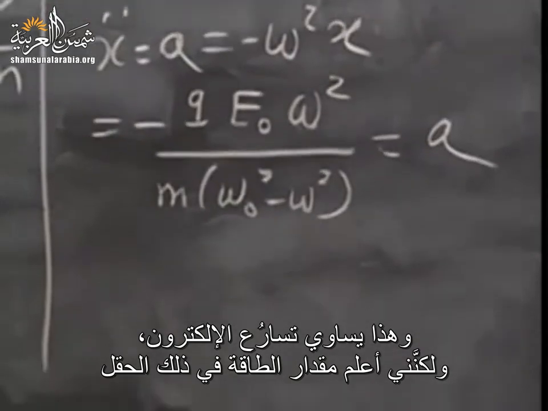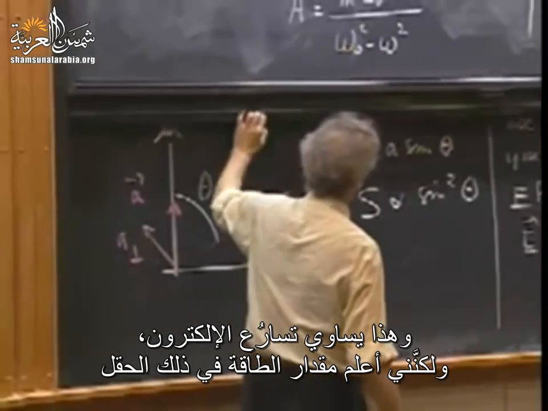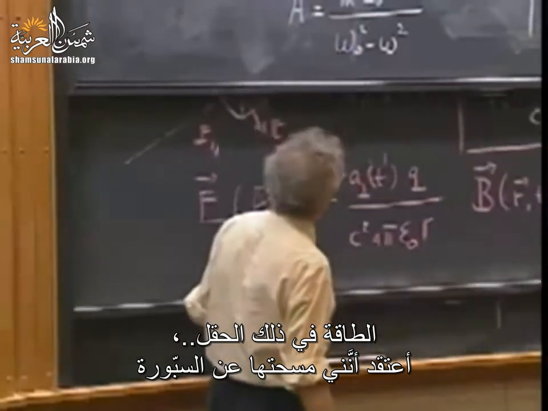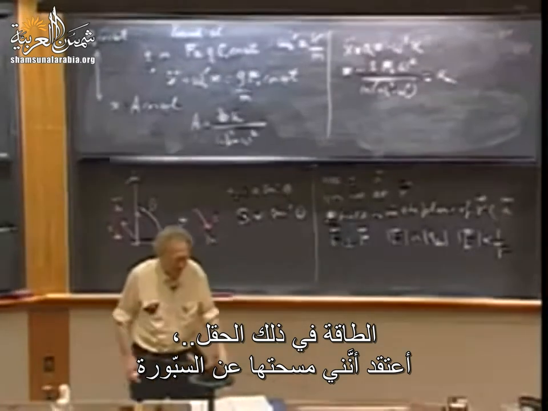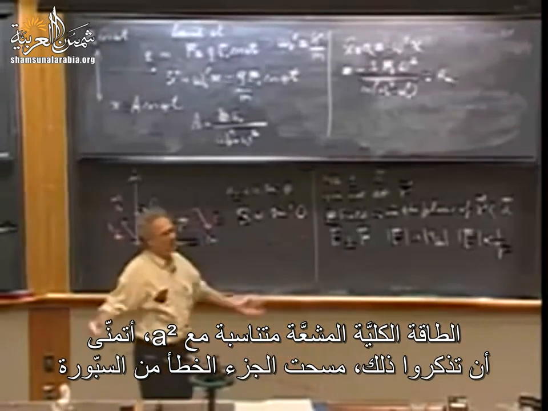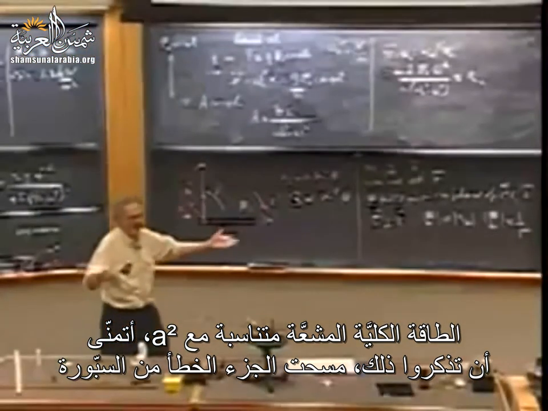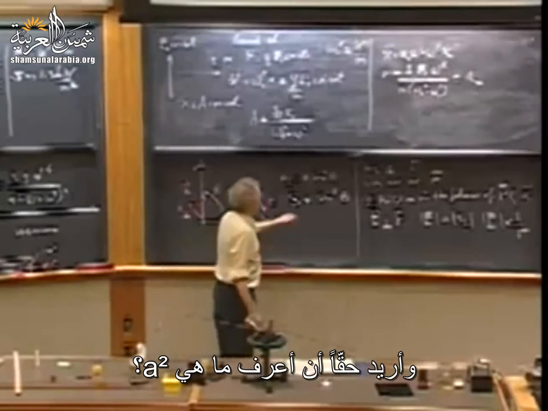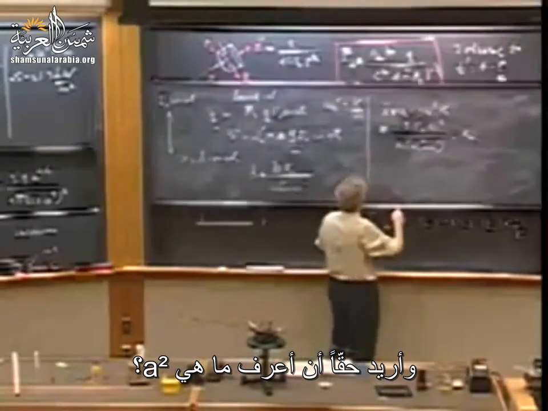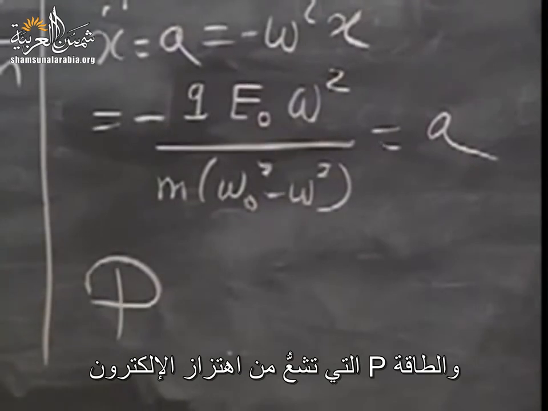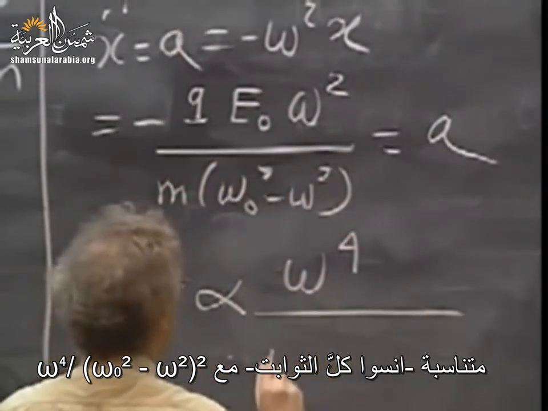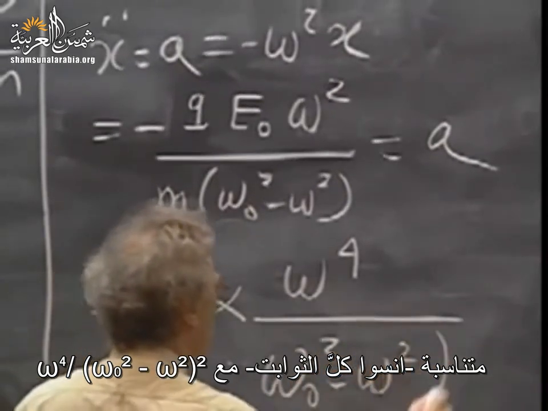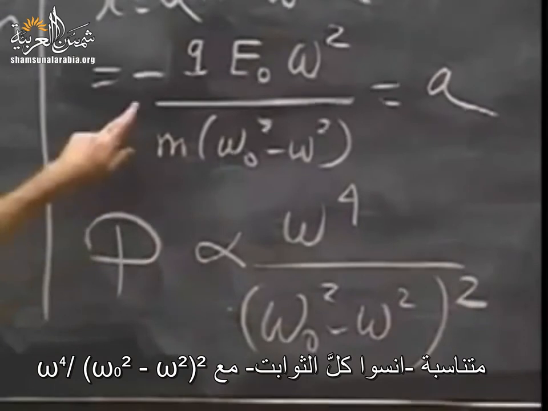But now I know how much power goes into that field. Did I erase the lumber? I wanted it for that reason. So the total power that is radiated is proportional to a squared. I hope you remember that. I erased the wrong part of the blackboard. And so the a squared is what I really want to know. And so the power that is radiated by that shaking electron is proportional, forget all the constants, to omega to the fourth divided by omega 0 squared minus omega squared, squared. Forget all the rest, it is constant.